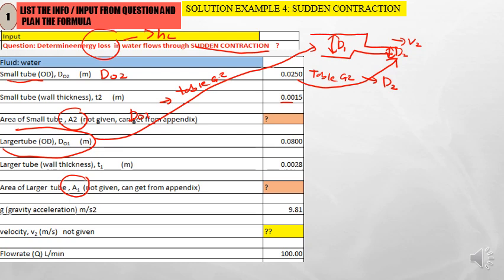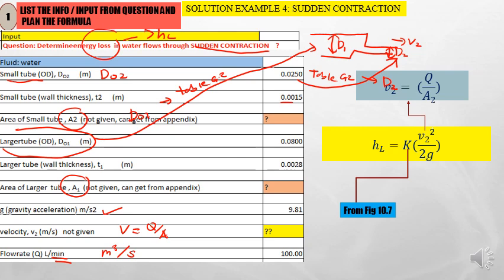And gravity acceleration, we know that. Velocity is not given, but we can get it. We know that V equals Q divided by A. The flow rate is given, which is 100 liters per minute, and we have to convert it into SI unit, which is in the unit of meter cubed per second. And this is the journey to calculate or to determine the HL value.